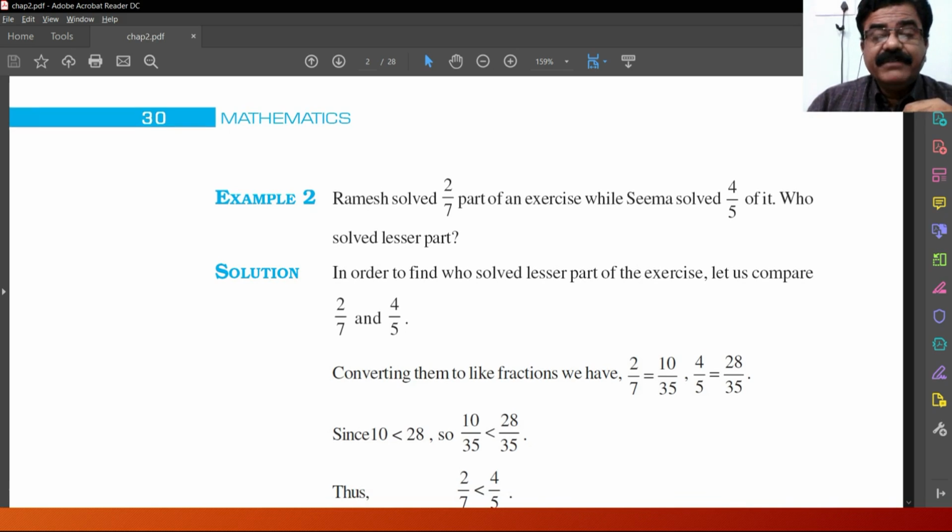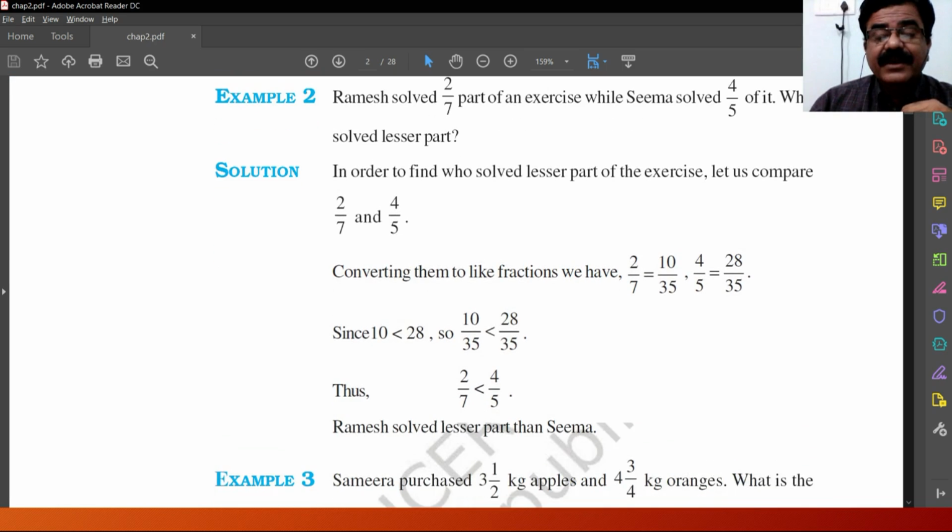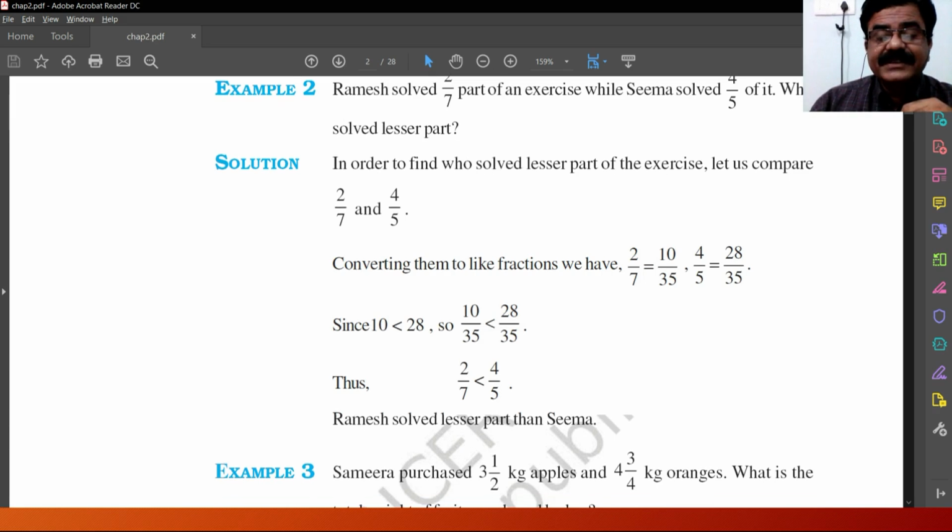Students, by converting them to like fractions, you can write 2 by 7 as 10 by 35 and 4 by 5 as 28 by 35. You are seeing that 10 is less than 28, so 10 by 35 is less than 28 by 35. In such a condition, 2 by 7 will be less than 4 by 5. Hence, Ramesh solved a lesser part than Seema.